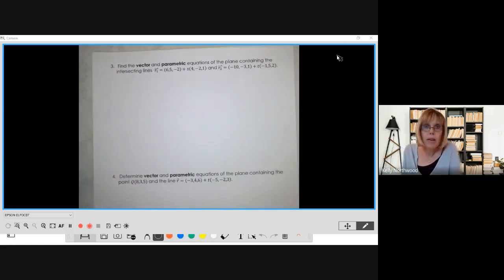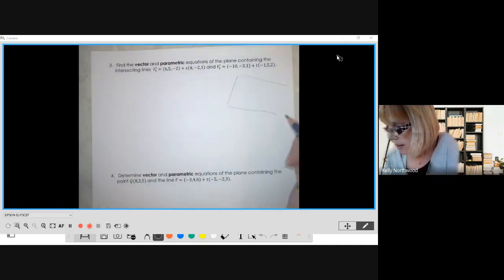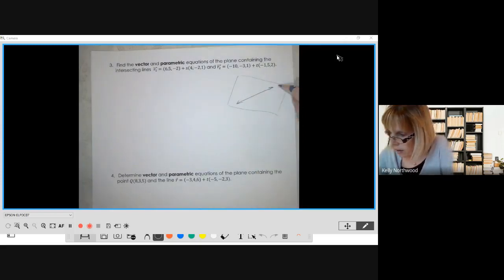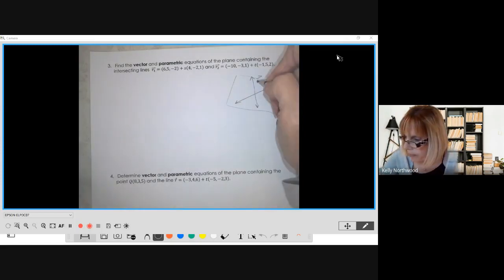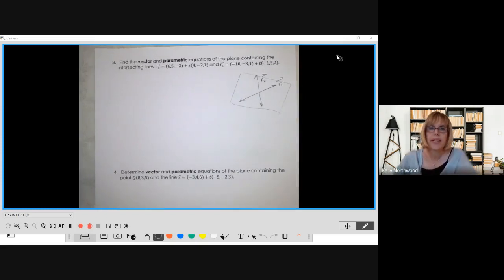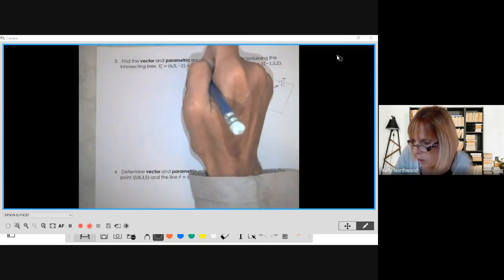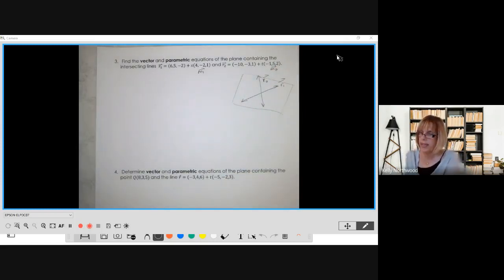Okay, find vector and parametric equations of the plane containing these intersecting lines. So here's my plane. Here's one of my lines, R1. Here's my other line, R2, and they lie within the plane. So these are intersecting lines, meaning they have different direction vectors. So this is my M1, and this is my M2. They're not scalar multiples of each other, so that's pretty easy. I've got 2 directions there right away.